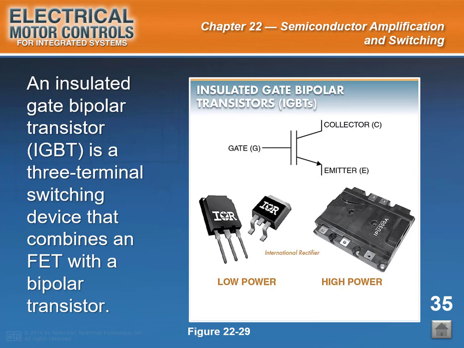Slide caption. An insulated gate bipolar transistor is also known as the IGBT, which is a three-terminal switching device that combines an FET with a bipolar transistor. See figure 22-29. The problem with most BJTs is that they require current input to get current out of them, which is related to their current gain factor. And the current gain of power BJTs is usually very low compared to low power BJTs. As a result, it takes a lot of emitter base current to get high current out of a powerful BJT.